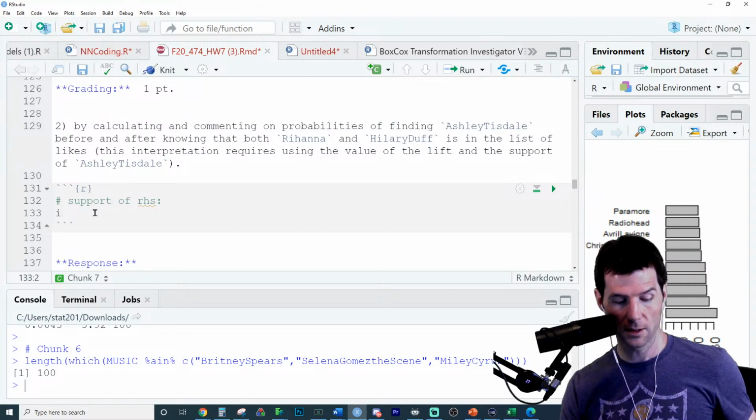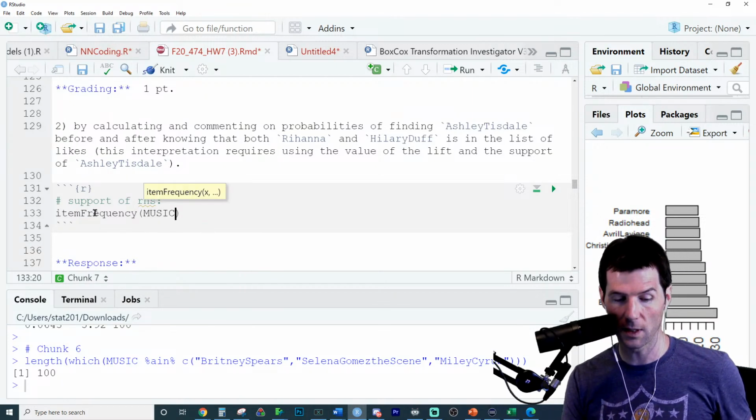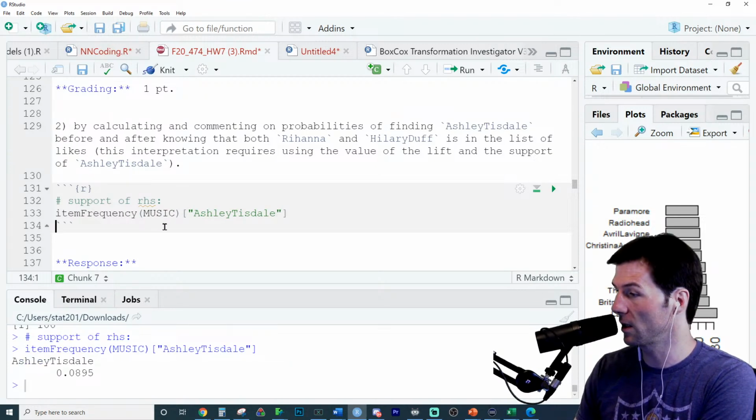Item frequency. Let's go to the item frequency, which will tell us how frequently things appear. I believe this is called music. We're going to go here and just search for Ashley Tisdale, and we can find the support of Ashley Tisdale.